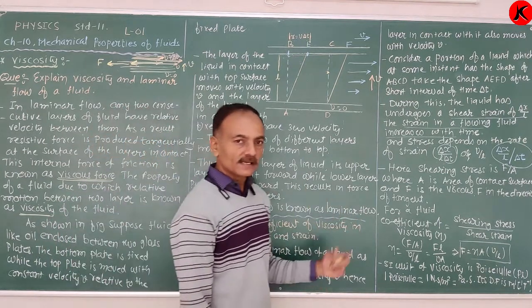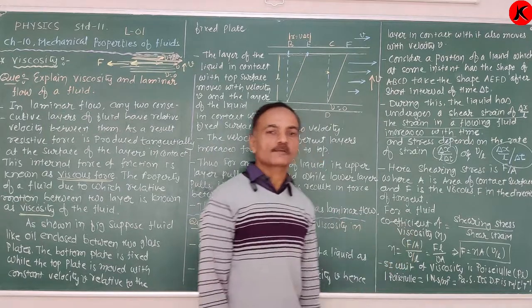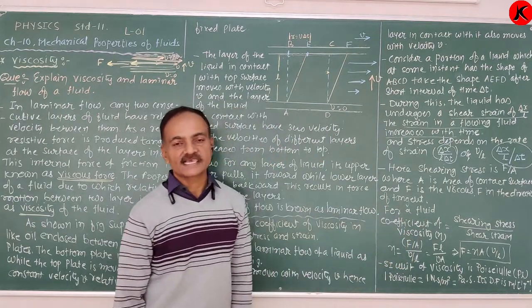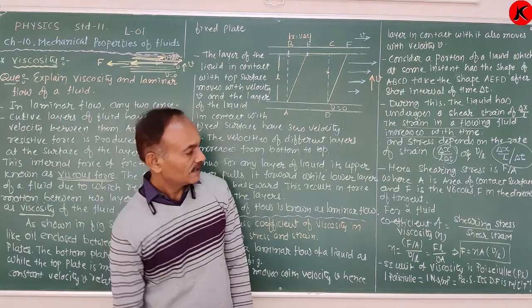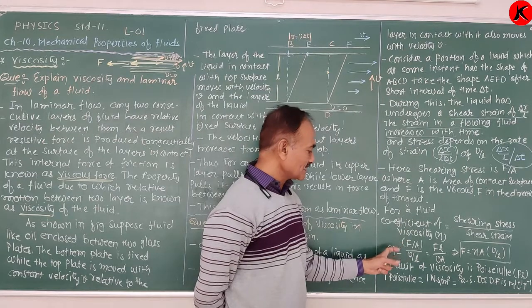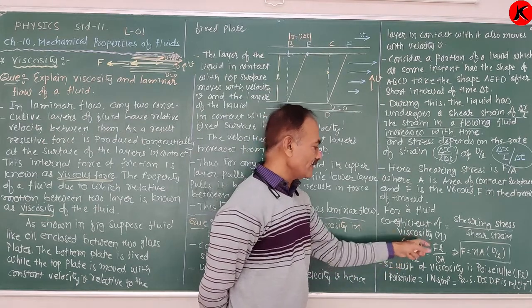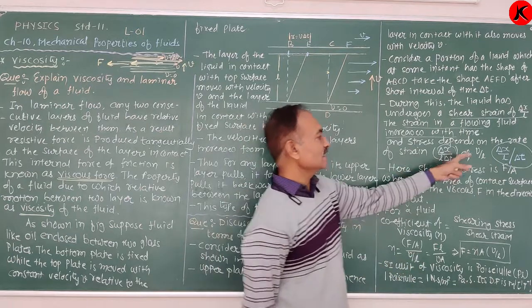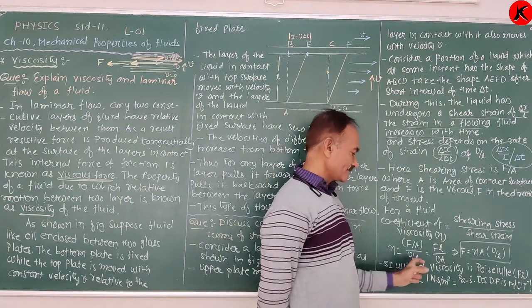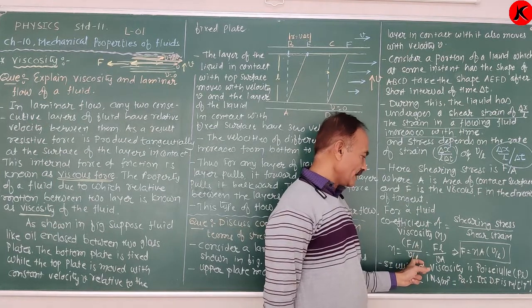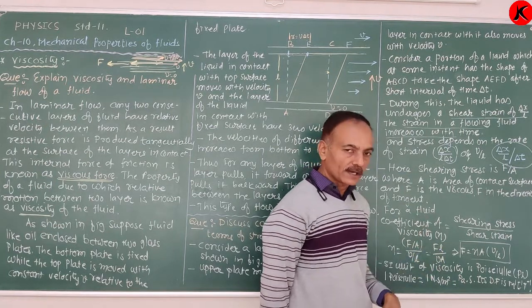Now, for a fluid, the coefficient of viscosity eta is defined as the ratio of the shearing stress to the shearing strain. Shearing stress to the shearing strain. Therefore, the coefficient of viscosity eta is equal to F upon A upon V upon L. That is the rate of shearing strain.